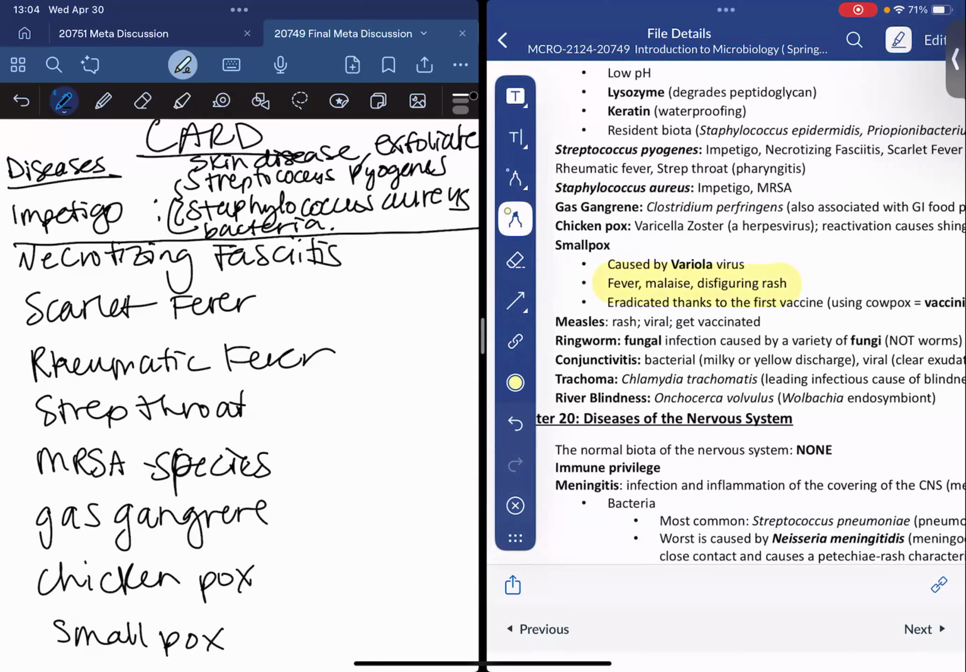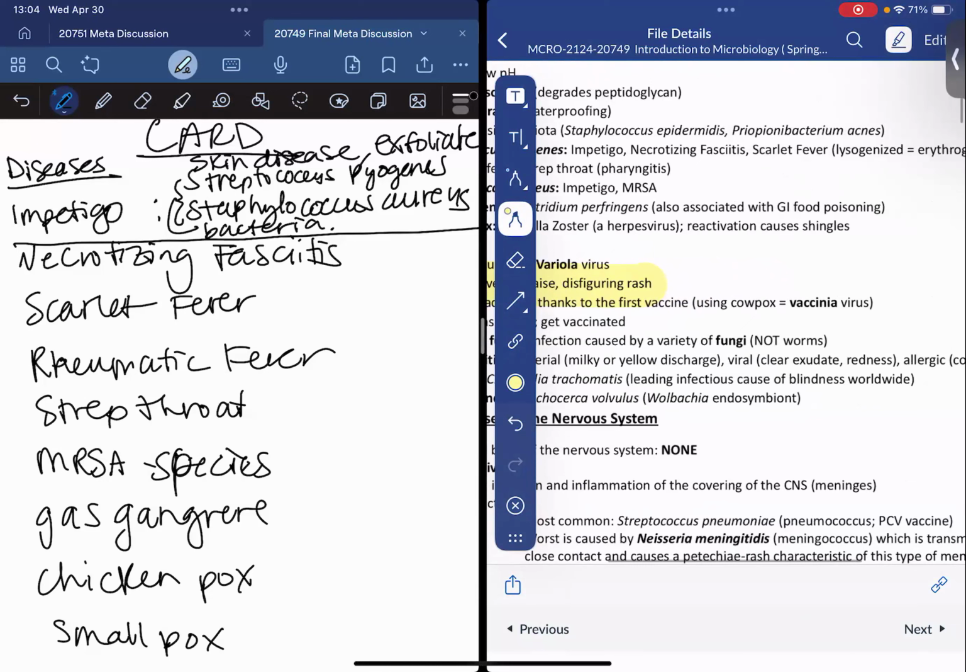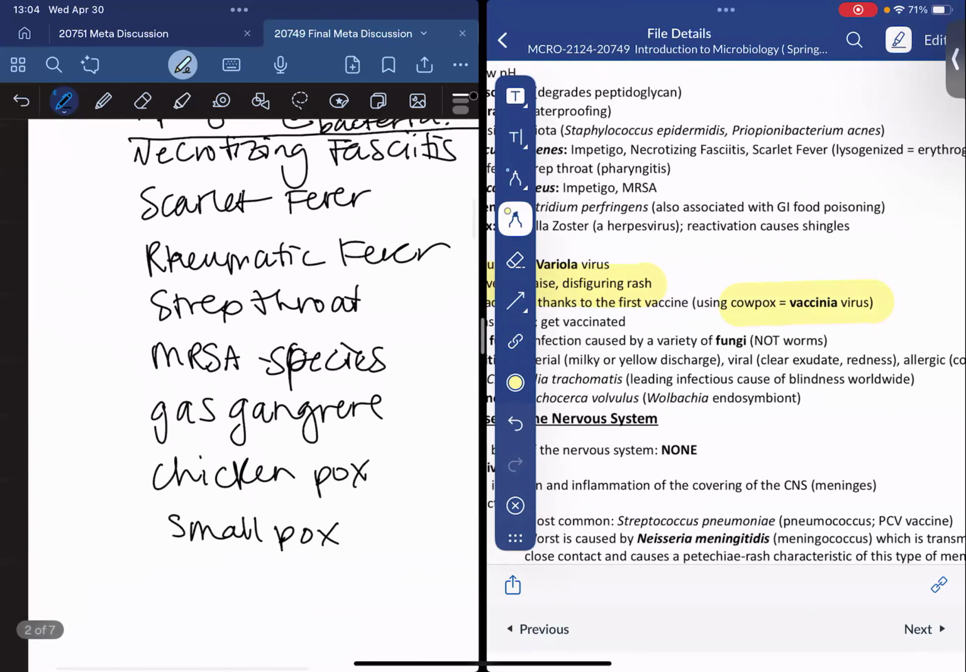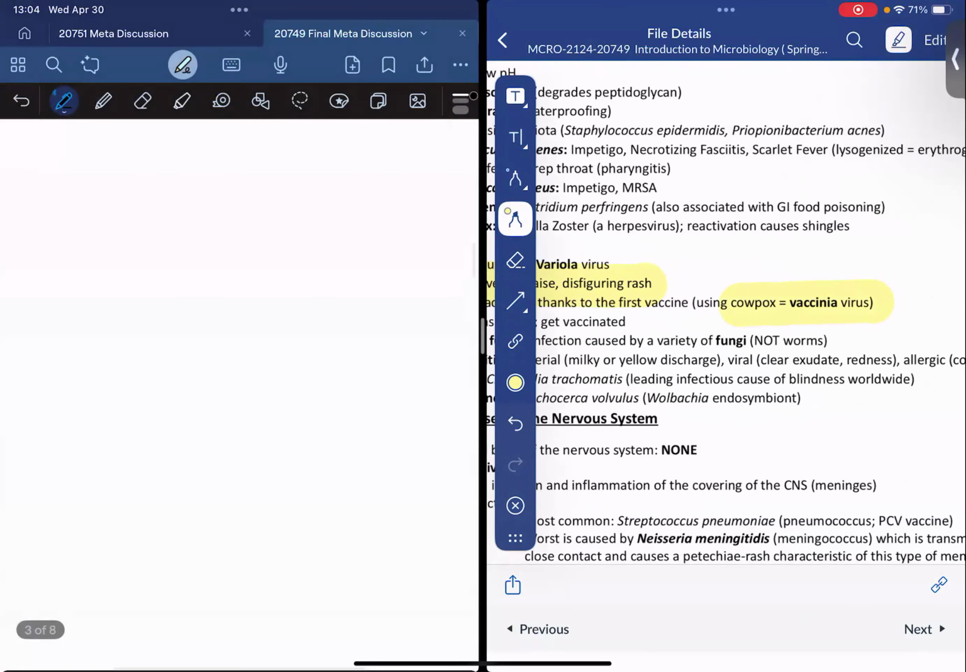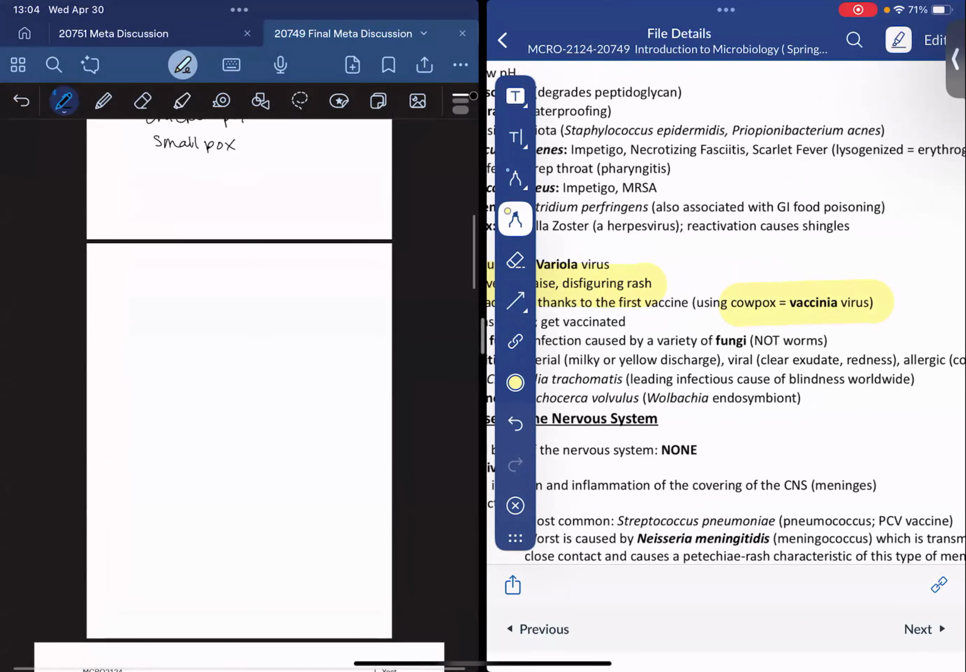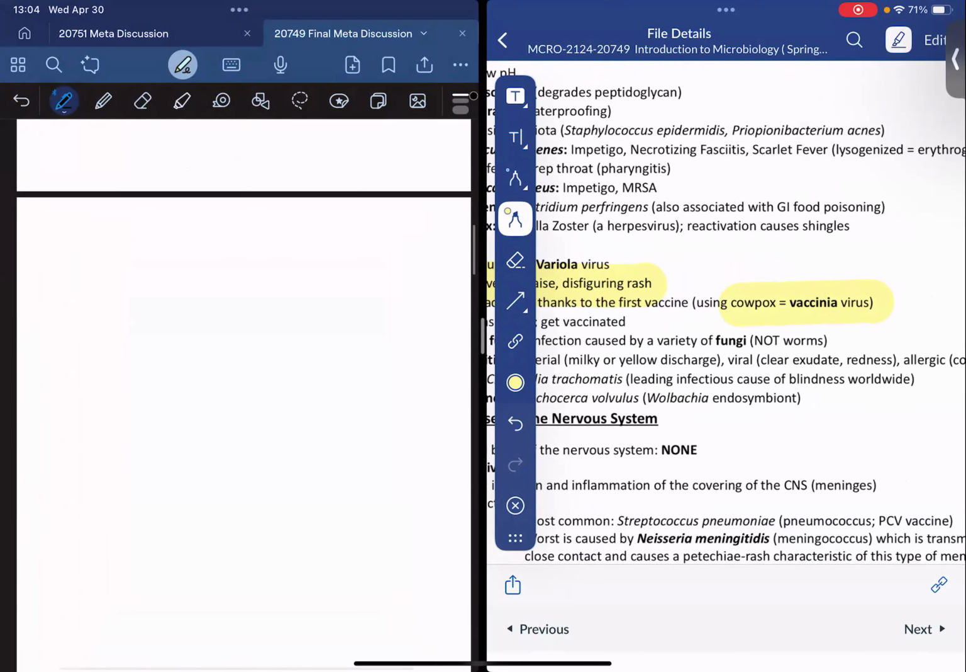So you would want to have that on the back of smallpox. You would also probably want to put that it was eradicated due to the first vaccine. The vaccine was made from cowpox. So I put that on the back of my smallpox card. But I would also make cards of the actual agents, the pathogens.